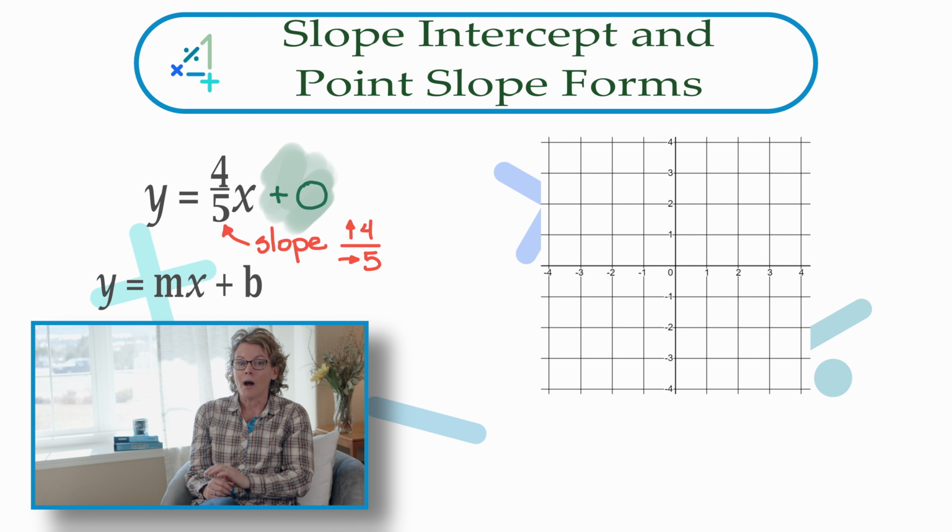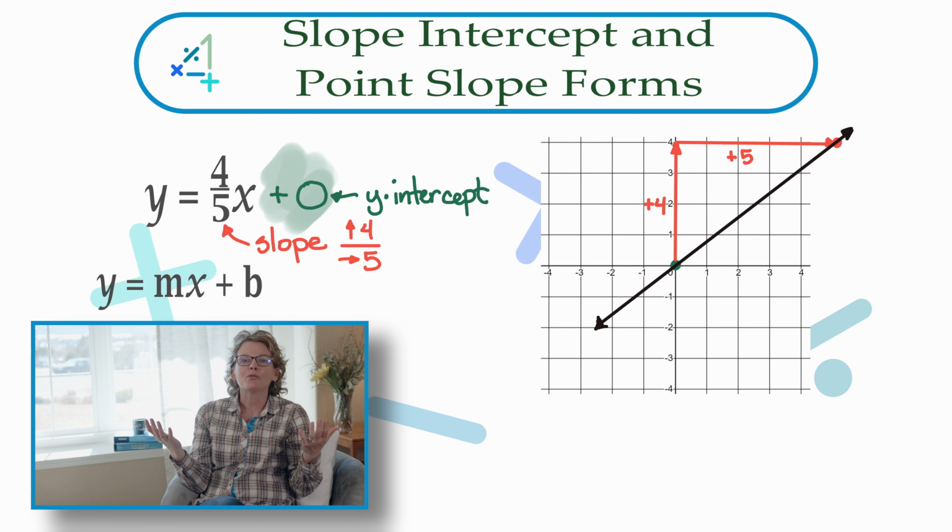To graph it, I'll start at the end of the equation with the y-intercept, which is 0, meaning it's at the origin here. Using the slope, from that, I'll go up 4 and then over 5 to my next point. Line through them and it's done. This slope-intercept form of a line is vital to know how to use. As I mentioned before, it is the most popular and powerful form of an equation of a line.